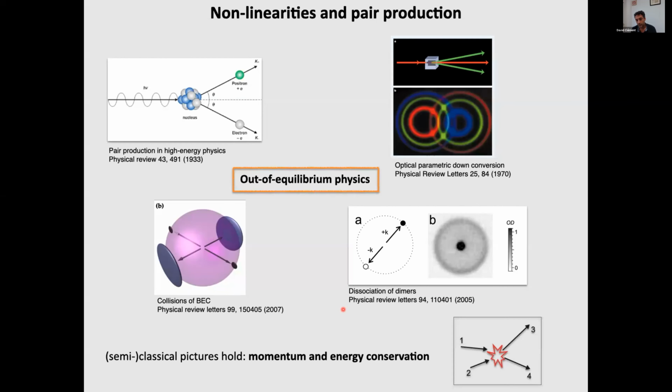So all these experimental observations are dealing with out of equilibrium physics, where typically you can build a semi-classical picture with two incoming partners colliding, having a nonlinearity, and then outgoing. And in these microscopic descriptions, both momentum and energy are conserved. I will contrast these experiments with what happens at equilibrium.